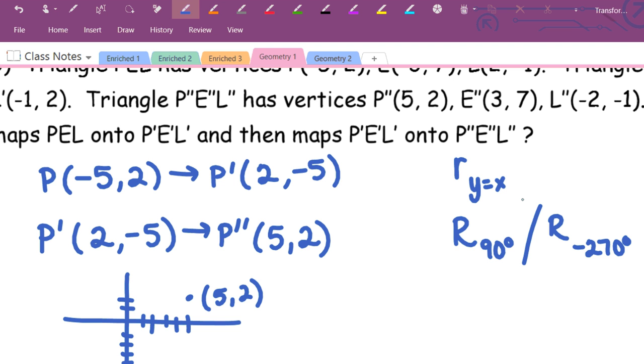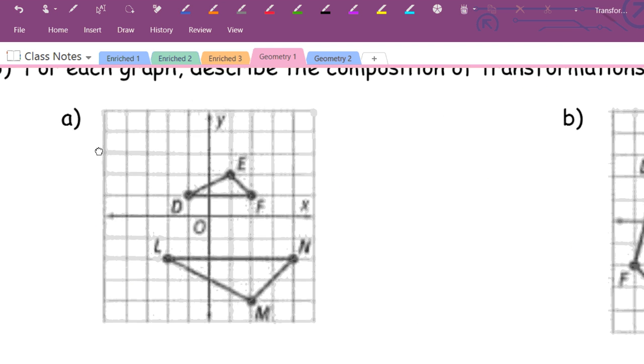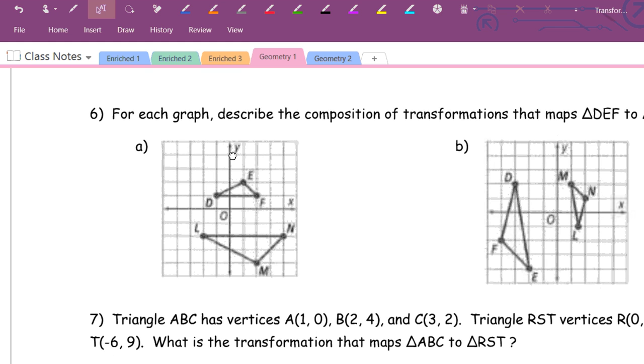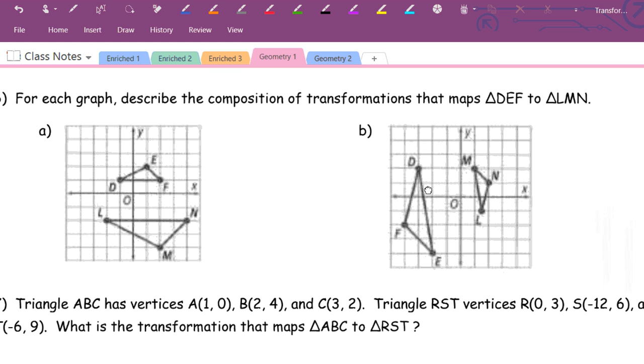We need to keep going with these transformations. See how far we've got. Let's describe the composition of transformations that will map these onto each other. So, what do you think would happen in 6A? It's going to be two transformations. How could I go from, we'll say DEF is what it wants us to start at, how do I go from that one to the other one?